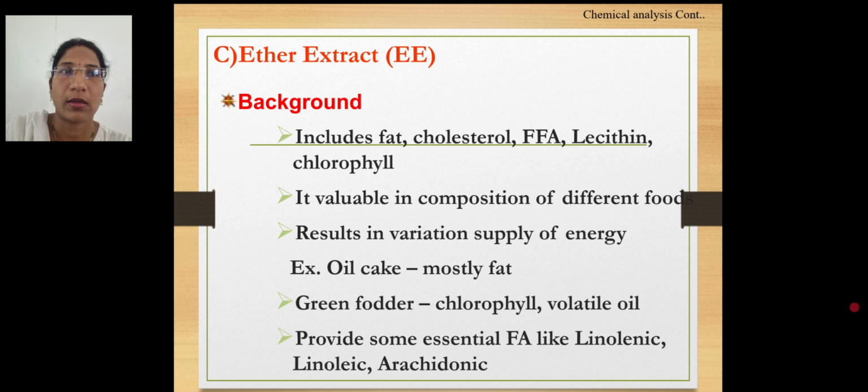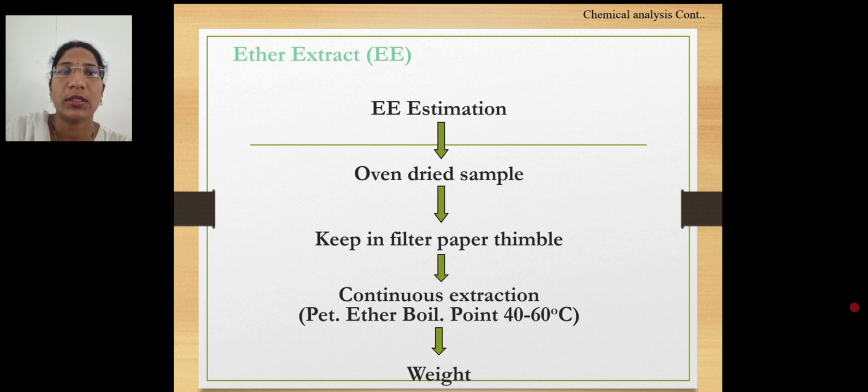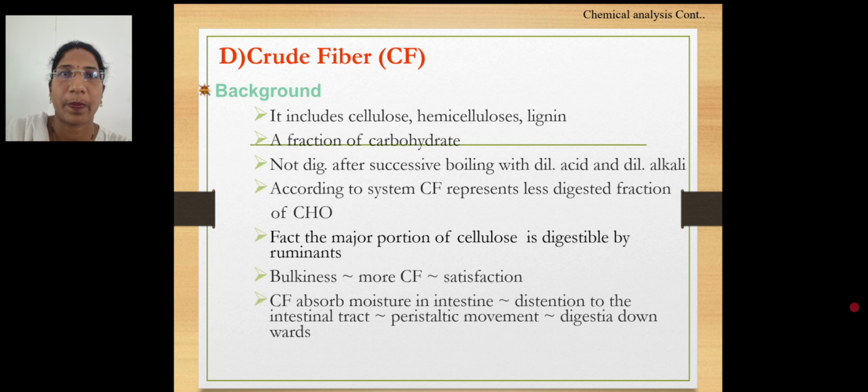linoleic, likewise. Then how to estimate ether extract? By using the proximate analysis method, you have to take an oven dried sample for estimation of ether extract, then keep it in a filter paper thimble. After that, continuous extraction has to be done. Let ether boil at a point of 40 to 60 degrees Celsius, and after that you take the weight.